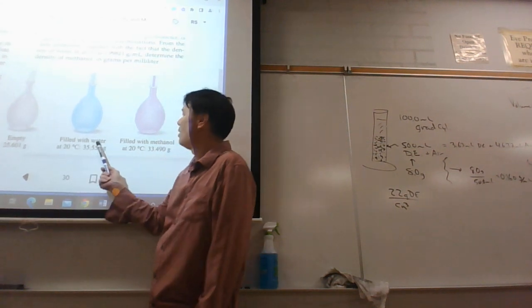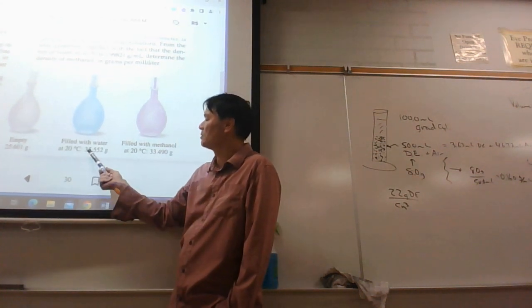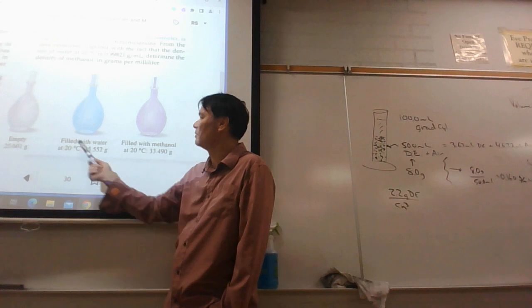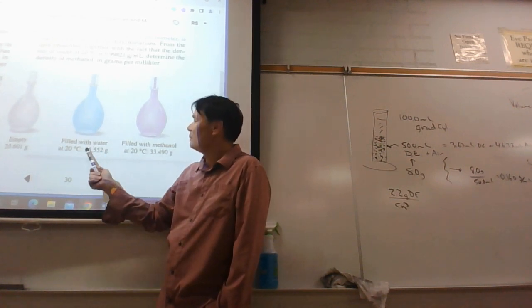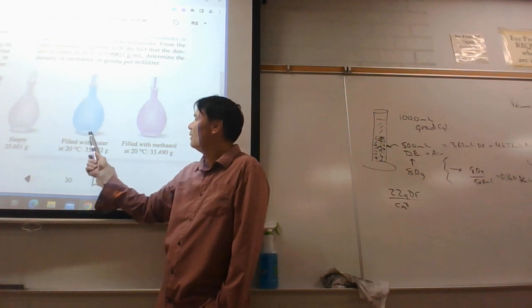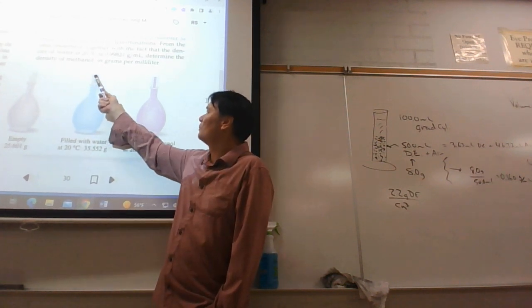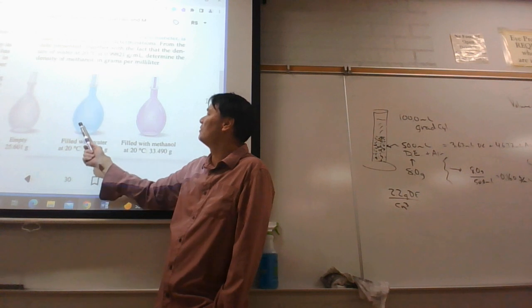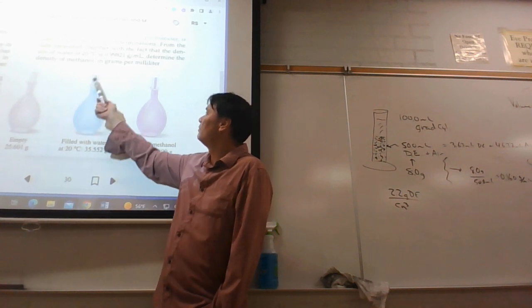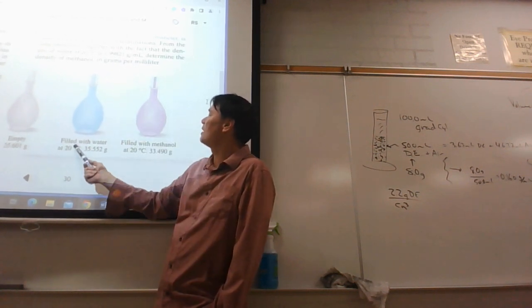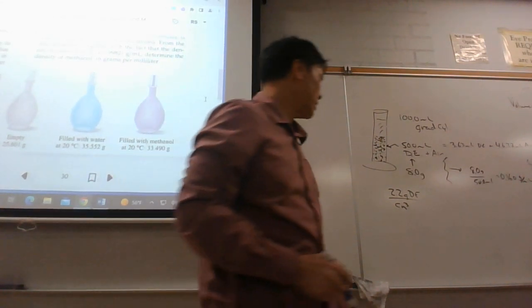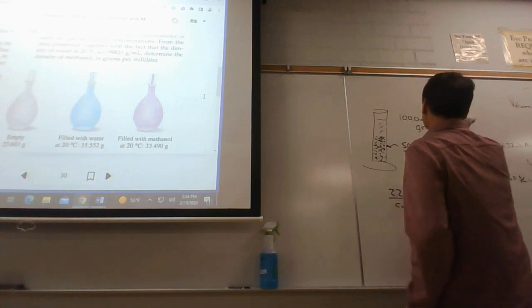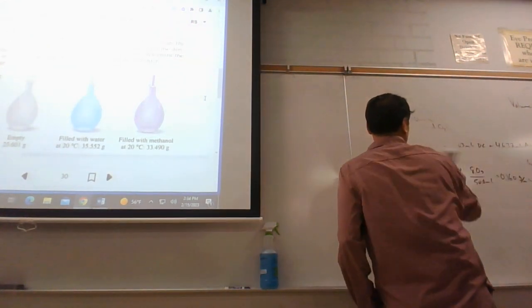And then you fill it with water. At 20 degrees C, it's 35.552 grams total. What we can do here is figure out how many grams of water we added. If we know how many grams of water we added to fill this, then we can figure out the volume of our pycnometer. For the volume of the pycnometer, we just use the grams of water and the density, and we can get the volume. So let's go ahead and figure out what the volume of the pycnometer is.